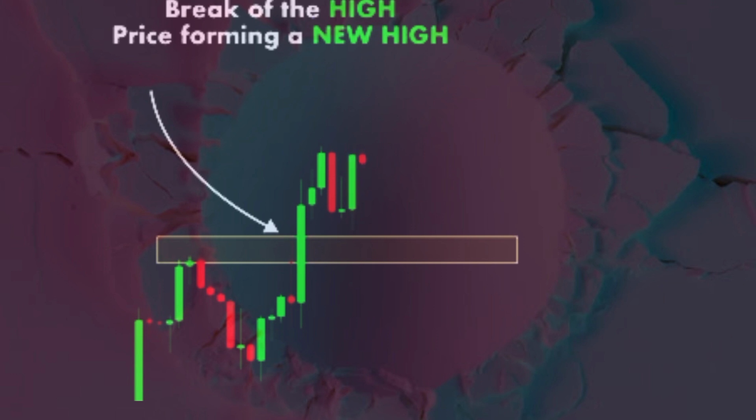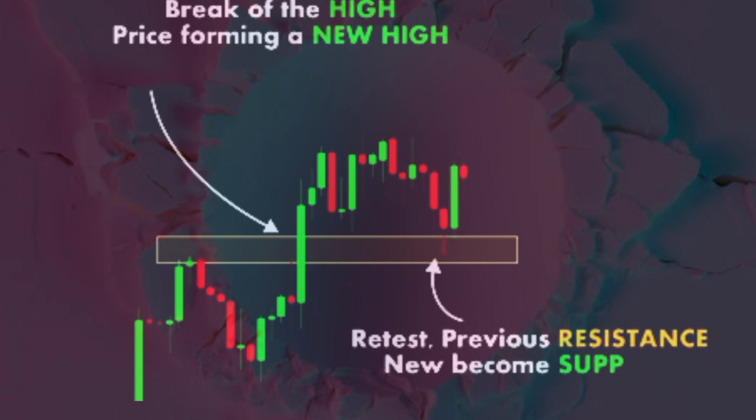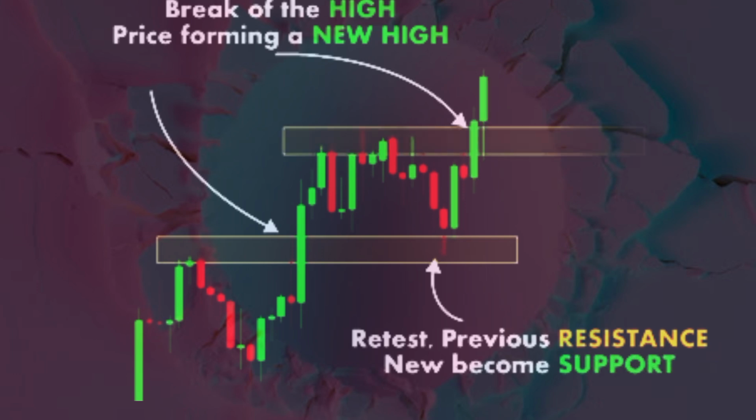Types of areas of interest. 1. Support and resistance levels. These are basic yet powerful concepts in Forex trading. Support levels are where the price tends to find a floor and bounce back up, while resistance levels are where the price often hits a ceiling and falls back.